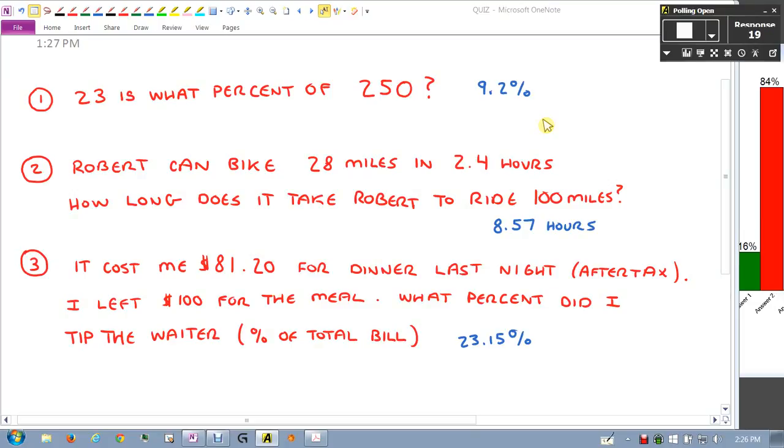Really? How do you do number 3? Is it 18? So that's the tip. Then you have to figure out 18.20 divided by the original bill. So, yeah, you have to figure out how much the tip was first, and then you say that money, whatever it was, is what percent of 81.21. If you do it over 100, then you're doing of the total bill. You don't tip off of what you just tipped off of, right? You tip off of the original.